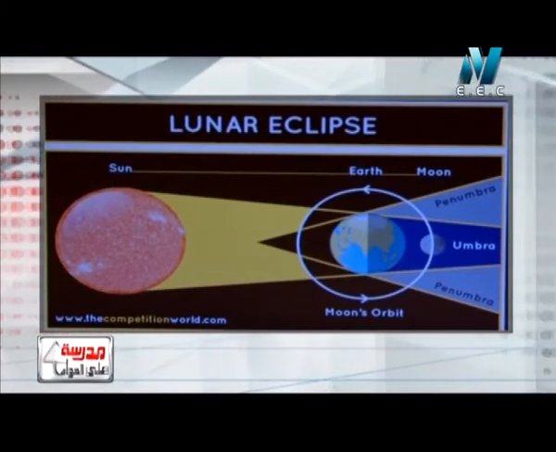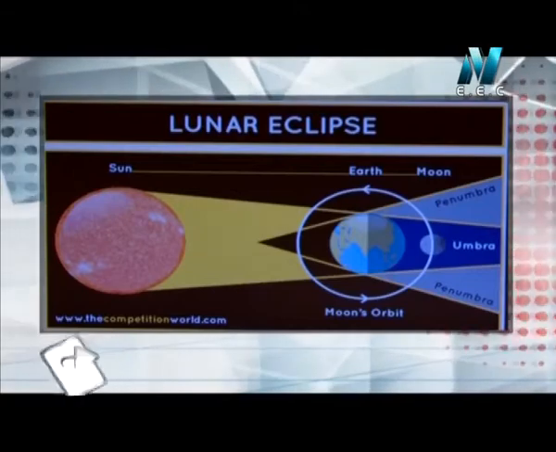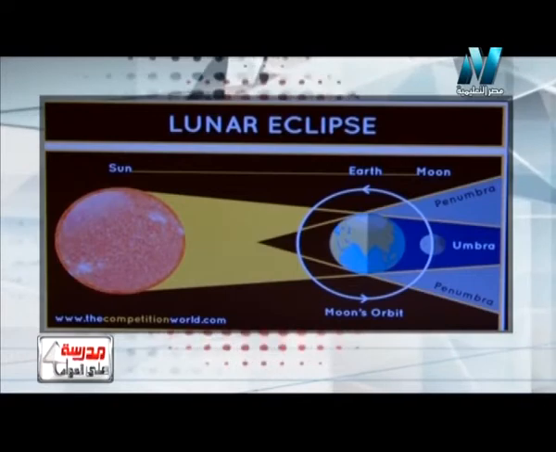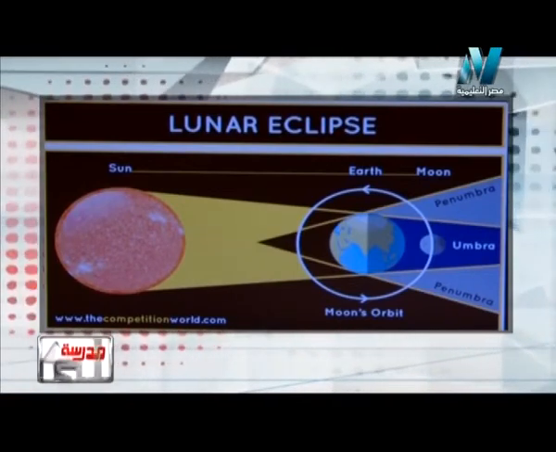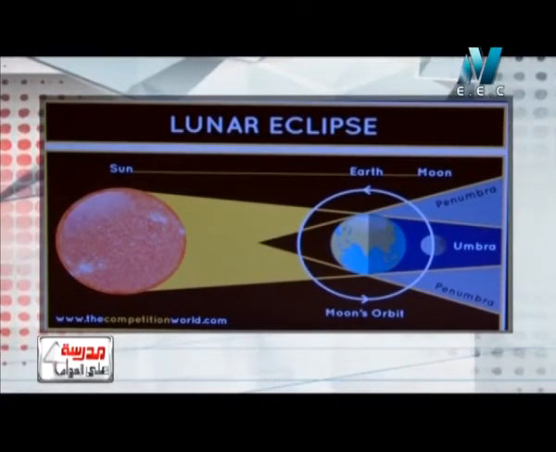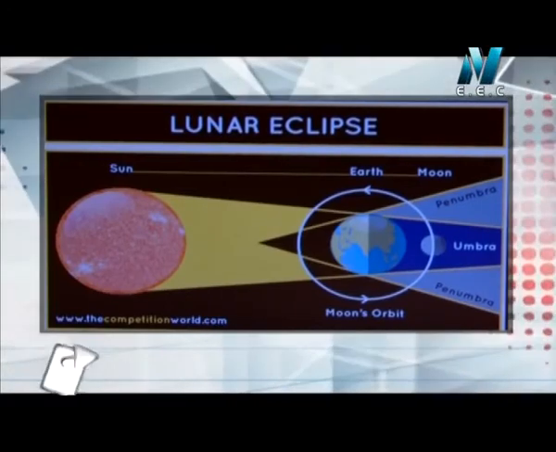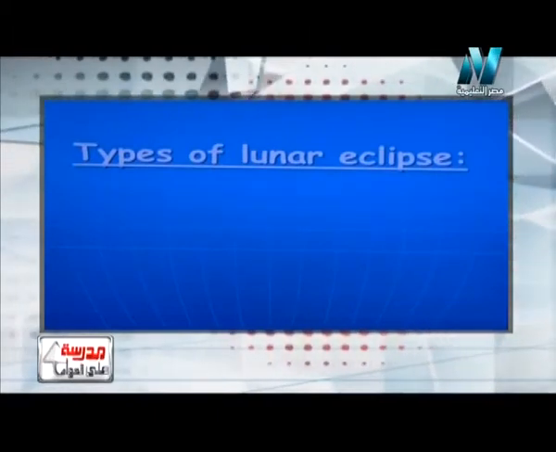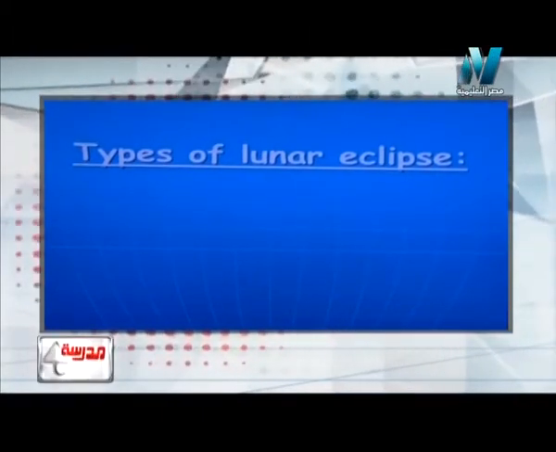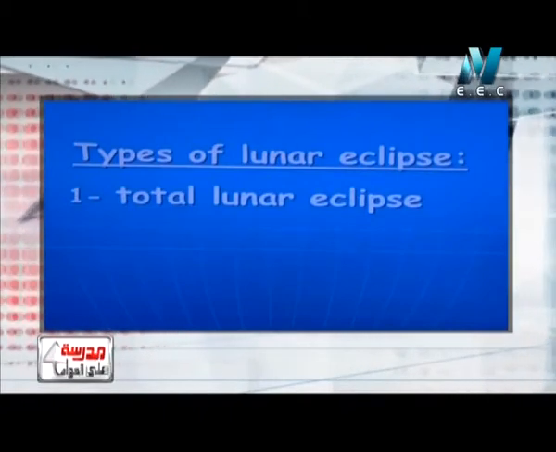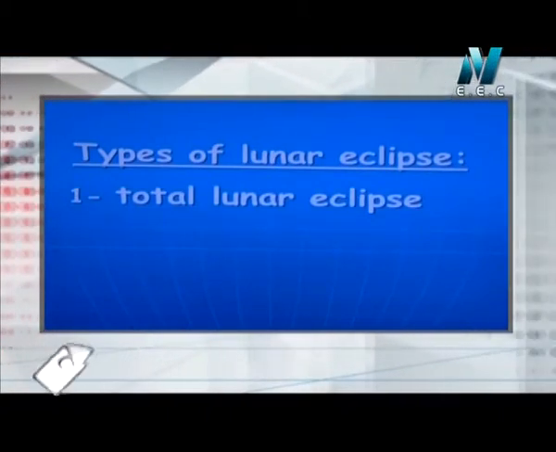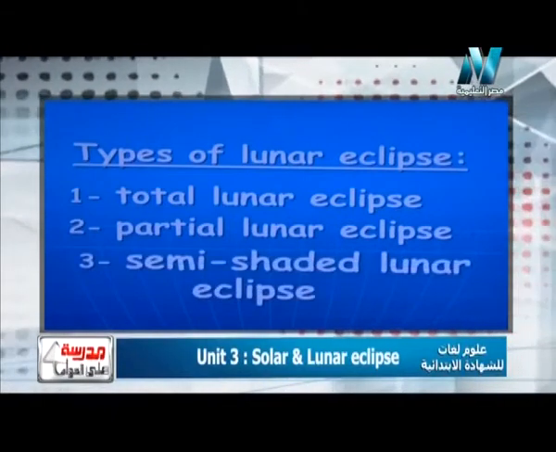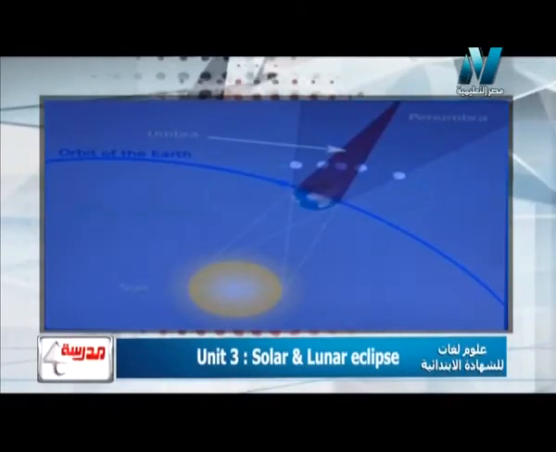يبقى عشان أفهم الفرق بين الاثنين. Solar eclipse means moon between sun and the earth, but lunar eclipse means earth between the moon and the sun. So here, if the earth comes between the sun and the moon, it will cause lunar eclipse. Okay? So what are the types of lunar eclipses? We have 3 types of lunar eclipse, which are total lunar eclipse, كسوف قمري كلي. Number 2, partial lunar eclipse. Number 3, semi-shaded lunar eclipse. Okay? Let's study each one of them.